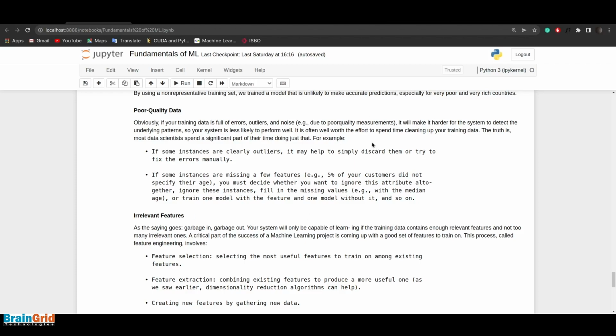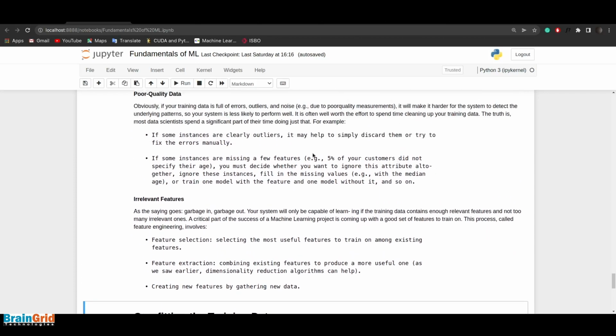So here what we suggest is it is often well worth the effort to spend time cleaning up your training data. And truth be told, most data scientists spend a significant part of their time just doing that. So, trying to clean up the irrelevant data and data that is missing or not really needed, right? So the suggestion is, if sometimes instances are clearly outliers.